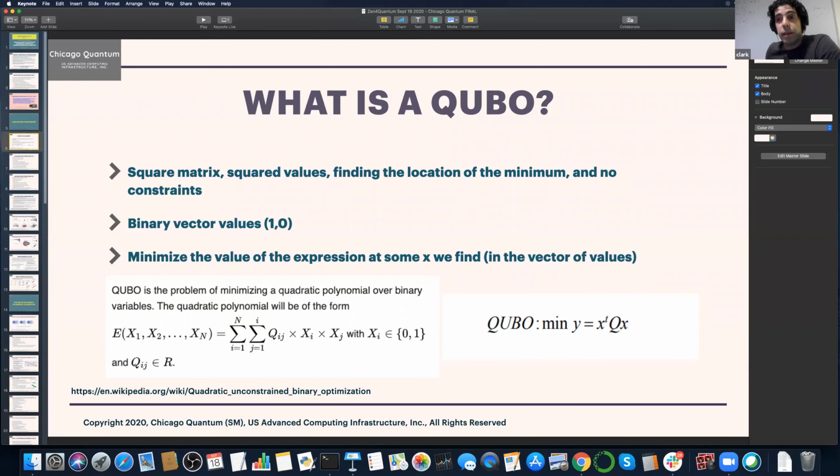Binary, that's B. This means that all the elements in the vectors X are just zero and one, okay? So I have an unconstrained binary. They don't have to sum up to a certain thing. The vector doesn't have to sum up to three or five, or whatever. And optimization is we're trying to find the X that gives us the minimum value of that quadratic form, okay?